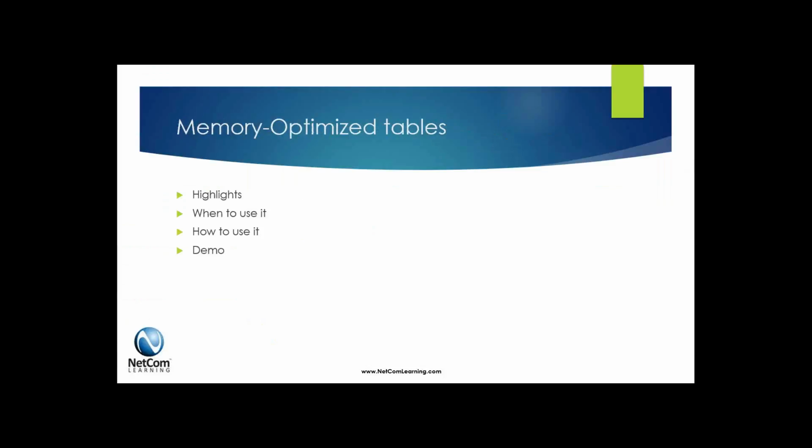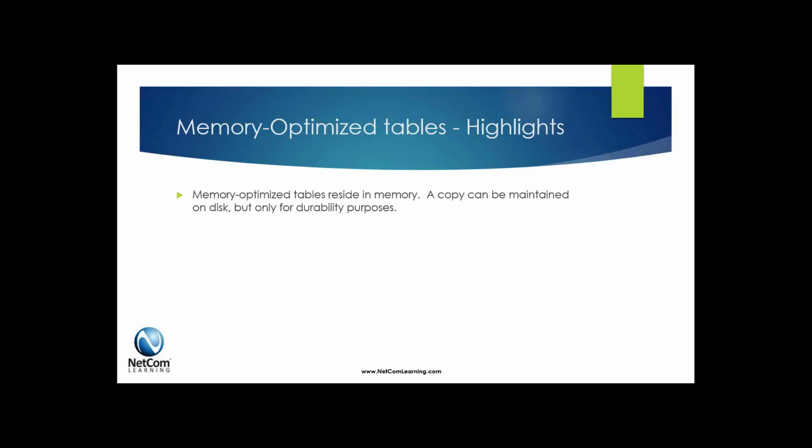And now we are moving on to memory optimized tables. We're going to see some highlights. We're going to see how we can use it, when we can use it, and a short demo. So memory optimized tables reside in memory. A copy can be maintained on disk, but only for durability purposes. There's an option where you don't have to maintain a copy of the data on disk, but you normally use that only if you really don't care about losing the data in the case of a server crash.